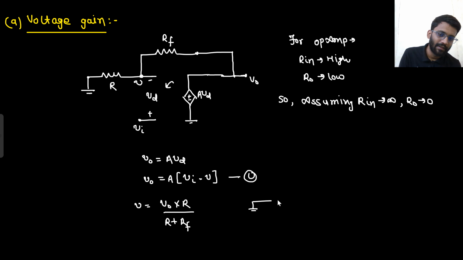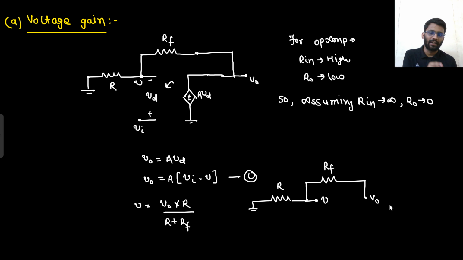This is grounded. Then there is a resistance R. Then there is RF. Then there is V naught. This is RF, this is R, and you are finding the potential of this point, that is V. So V is R upon R plus RF into V naught. So this is equation 2.